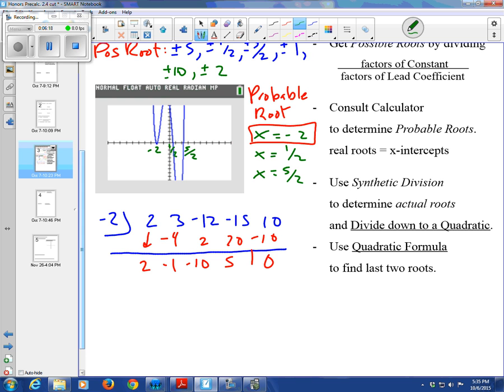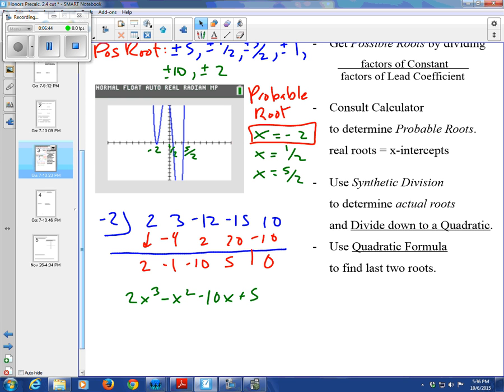Now we don't want to go back to our original polynomial. We want to take the coefficients and write the cubic that we've got as the quotient here. So we've got 2x cubed minus x squared minus 10x plus 5. And this is the cubic that we get after dividing out the linear factor x plus 2 from our polynomial up top. Now what we're going to do is see which of these next two look like they might be an actual root.